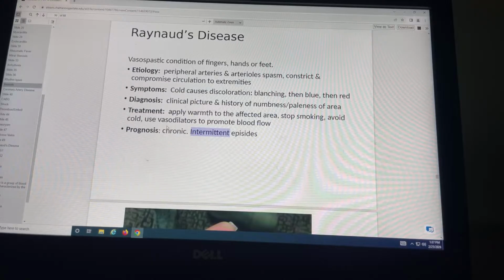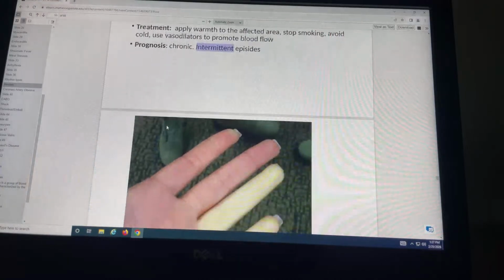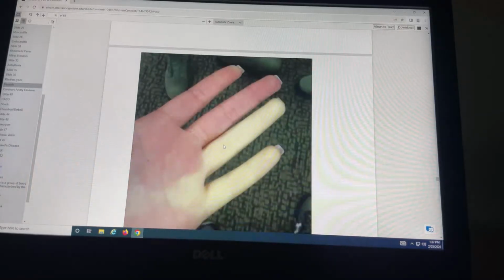Okay, that's what I was going to say, because I was wondering if it's only in the fingers and hands, right? It can happen in the feet too. Typically the peripheral areas, because that's where the blood flow is the weakest, like in your hands and toes. But yeah, hands are very common.